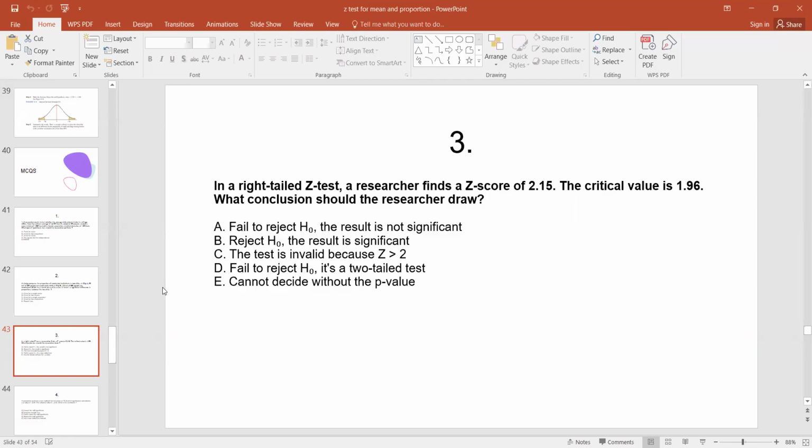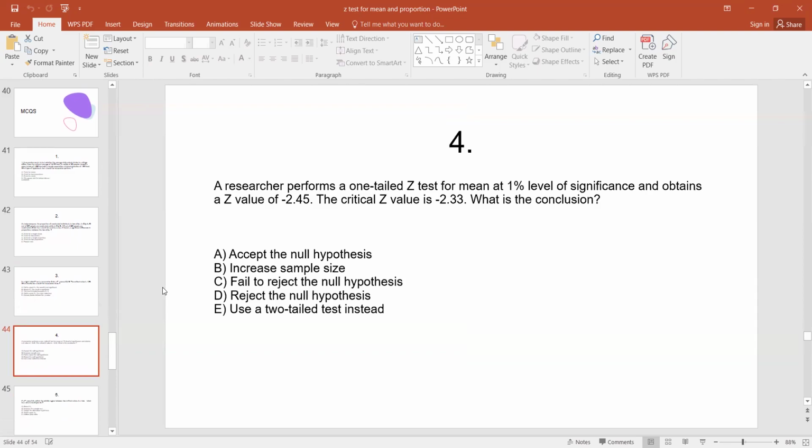A. Fail to reject null hypothesis. The result is not significant. B. Reject null hypothesis. The result is significant. C. The test is invalid because Z is greater than 2. D. Fail to reject null hypothesis. It is a two-tailed test. E. Cannot decide without the p-value. B. Yes, B is the right option.